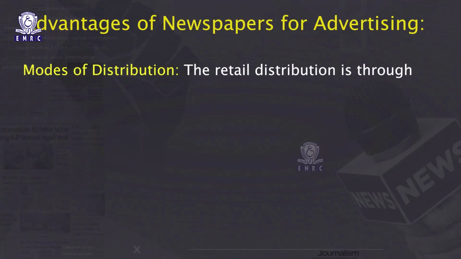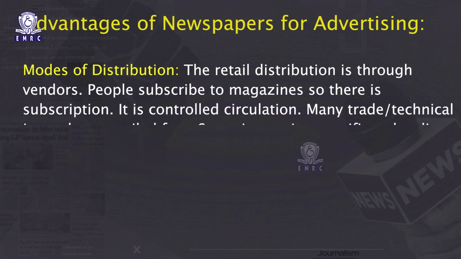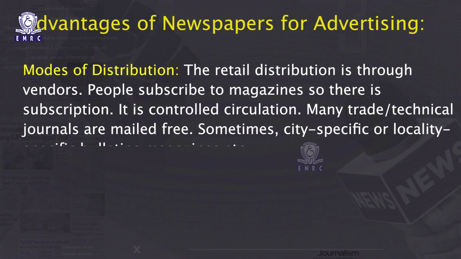Modes of distribution. The retail distribution is through vendors. People subscribe to magazines, so there is subscription. It is controlled circulation. Many trade technical journals are mailed free. Sometimes city specific or locality specific bulletin magazines, etc. are circulated free.